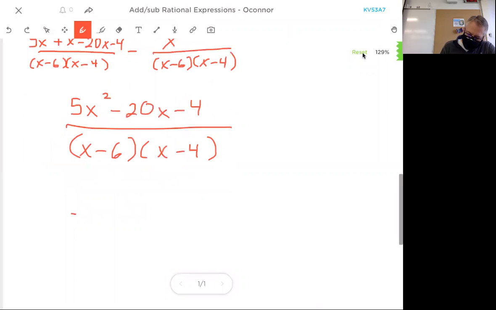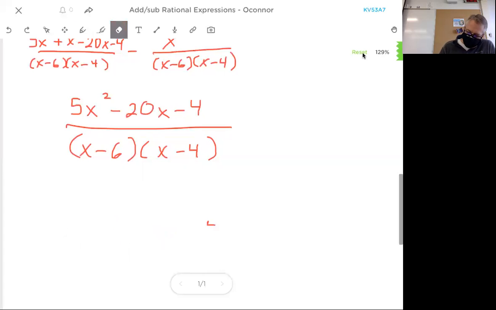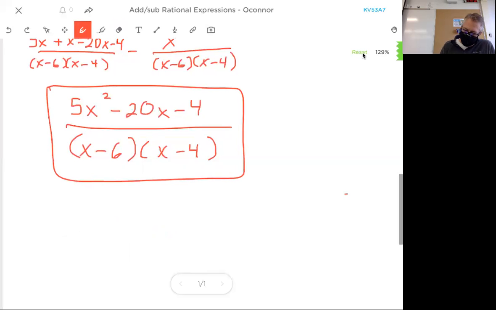I will once again try and factor the top. And if I had 4 and 1, that's not going to work. Because I have 20 and 1. If I have 4 and 1 like that is not going to work because that's 4 and 5. 2 and 2 does not work. And so that does not factor. So that is our final answer.